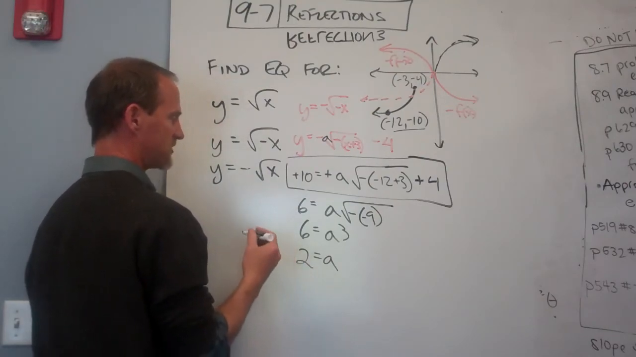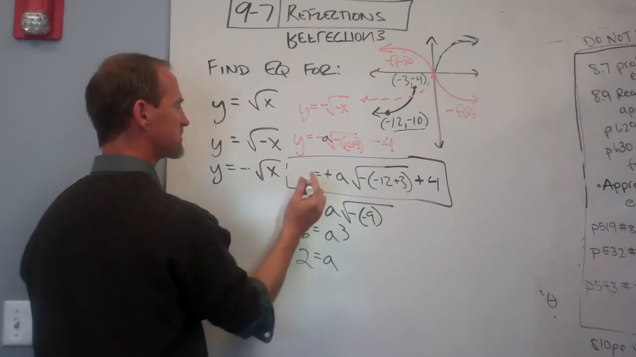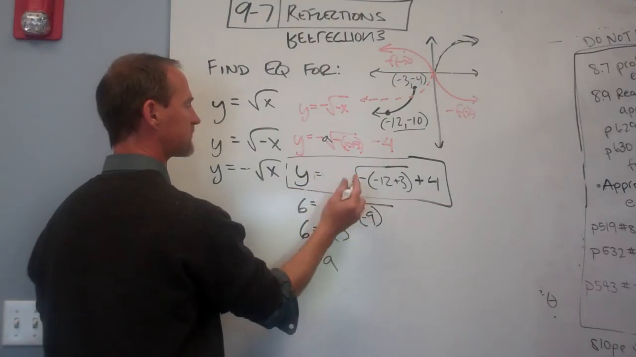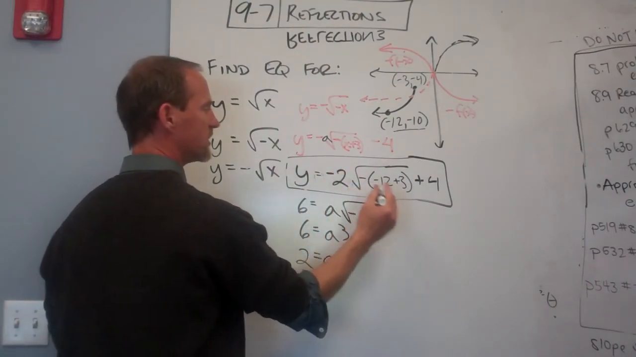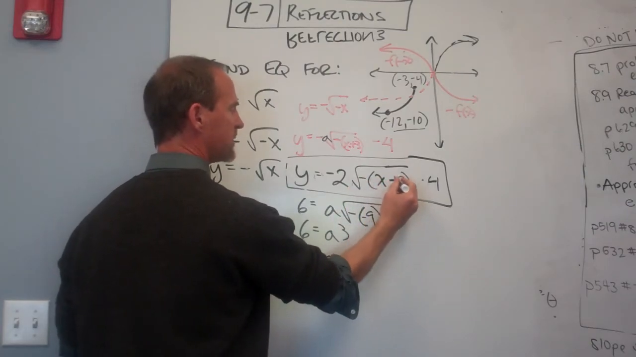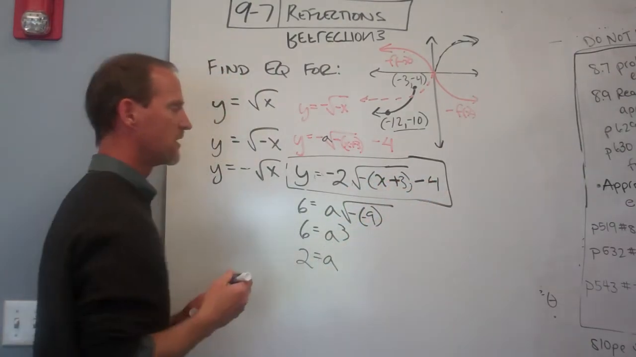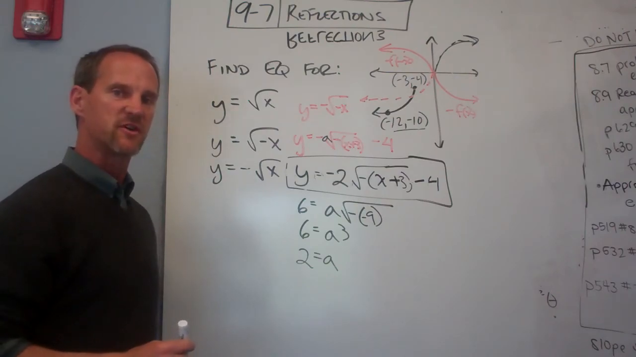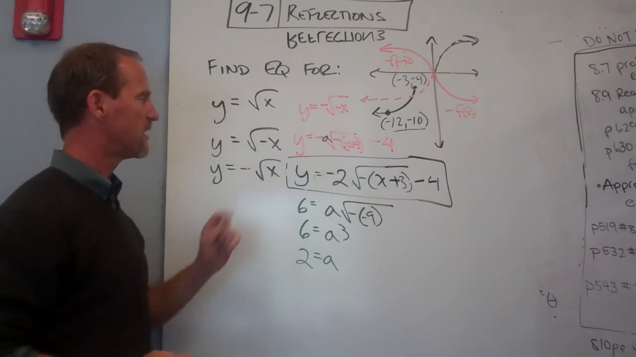So I go back to my original function, and I'm going to say this is going to be then y equals -2 times the square root of negative x plus 3, minus 4. Okay? Hopefully that's a little bit of a clue as to how you do a difficult problem like that. I'll do one more.